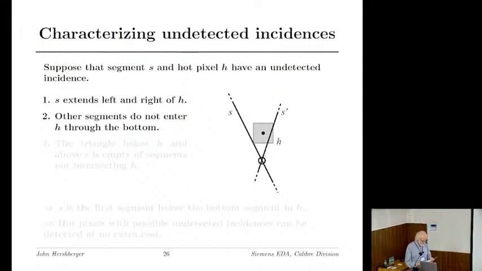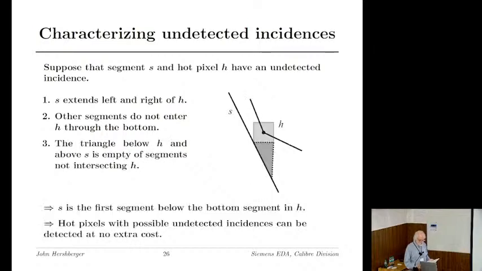Secondly, other segments don't enter H through the bottom, because if they did, that would create a hot pixel for S in the column below H, and therefore S would not be able to snap up into the center of H. Third, the triangle that is below H and above S is empty of any other segments except for possibly those that came passing through H, because any segment that intersected that triangle would create a hot pixel for S that is not to the right of H. So that means that S is the first segment below the bottom segment in H, either on the left-hand side or on the right-hand side, which means that hot pixels that might have a possible undetected incidence can be detected in constant time, no extra cost asymptotically.